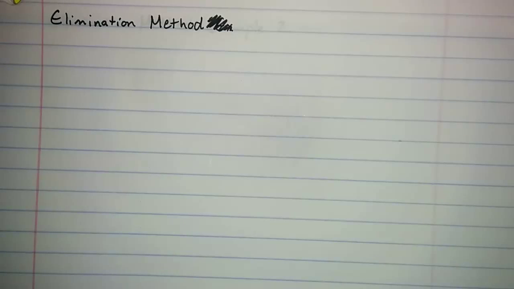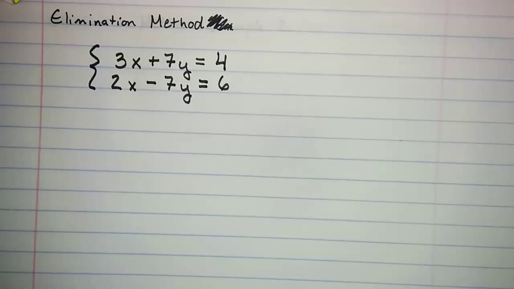Now, why don't we just always use the substitution method to solve a system of linear equations with two variables? Why do we need another method, this elimination method? Well, let's suppose we have a system that looks like this. 3x plus 7y equals 4, 2x minus 7y equals 6.